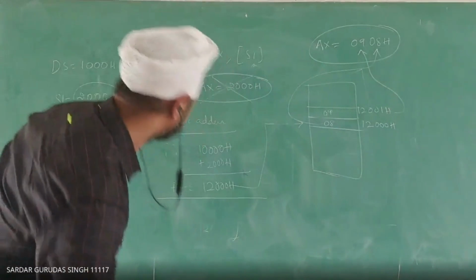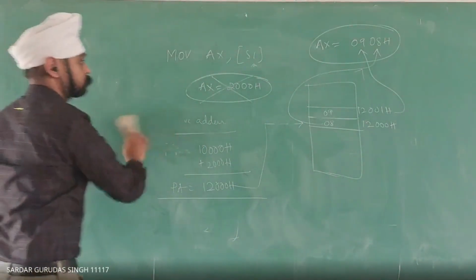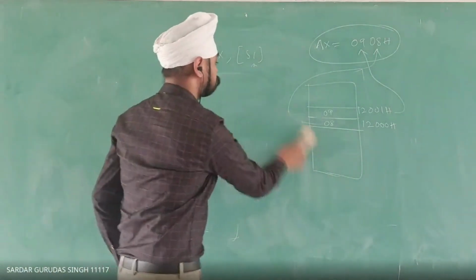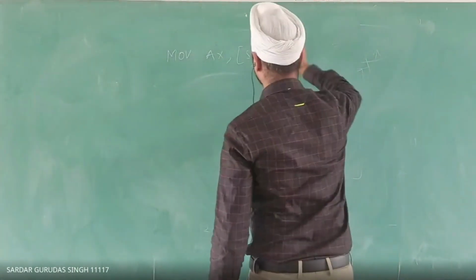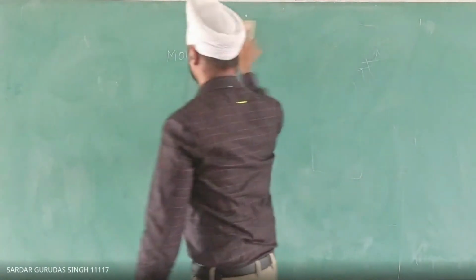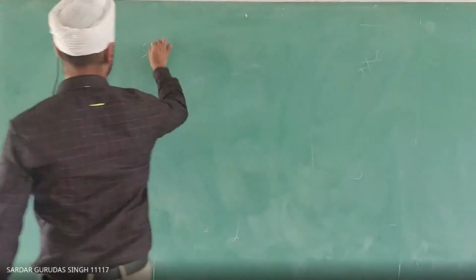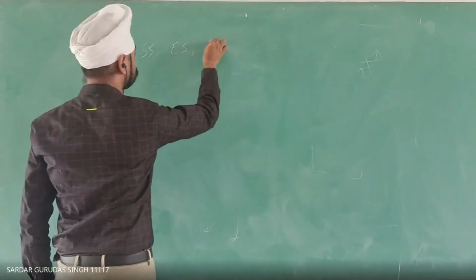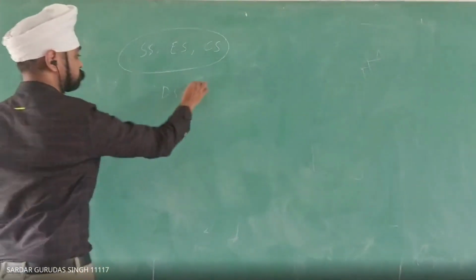Okay. So now, sir, why are you adding with the DS only, sir? Why not other segment registers? Why not SP or SS or ES or CS? Why are you considering only DS?